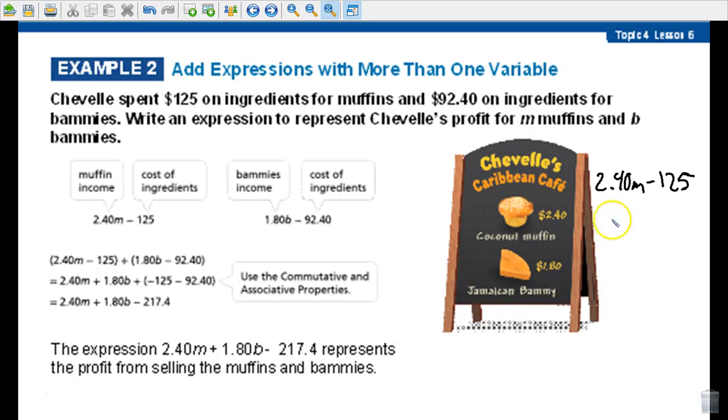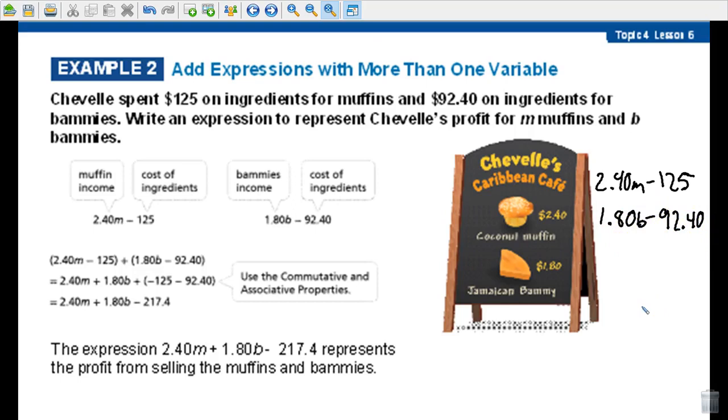So what I would do is $1.80 times B, the amount of Bammies sold, and then I would subtract 92.40 because that's the amount that I spend on ingredients. Okay, so this is the amount of money I'm making on Bammies. This is the amount I have to subtract for the ingredients for Bammies. Together, it makes the profit for Bammies.